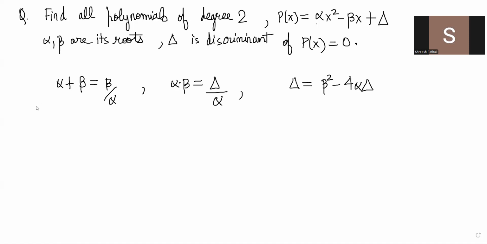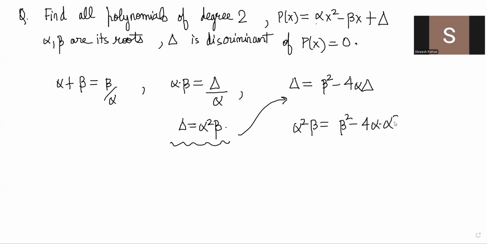These are the three equations you have. So delta equals beta square by 1 plus 4 alpha. From here, delta is alpha square beta. You can put that in this. You get alpha square beta is equal to beta square minus 4 alpha into alpha square beta. You get basically beta square minus 4 alpha cube beta is alpha square beta.